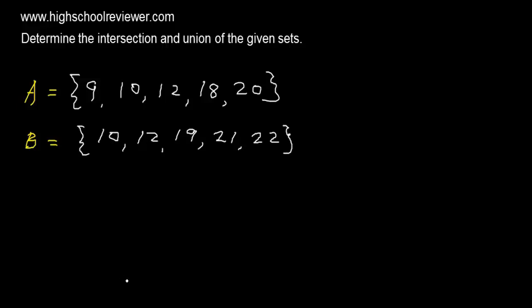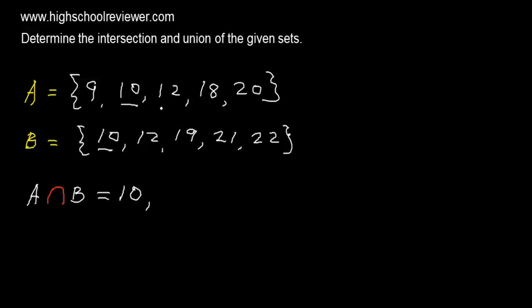Let us now find the intersection of the sets A and B. The intersection of the sets A and B are those elements or numbers that belong to both sets. In our given problem, we can see that 10 belongs to both A and B. 10 belongs to the intersection of the sets A and B. We can write 10 here.